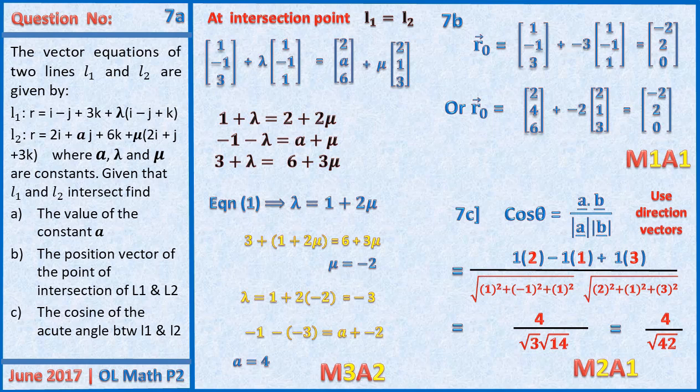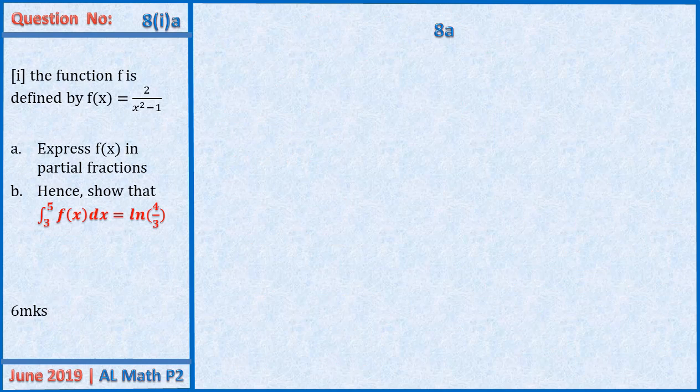That's a mark allocation. And the next question, question 8, reads: the function f is defined as f of x equals 2 on x squared minus 1. Express f of x in partial fractions.